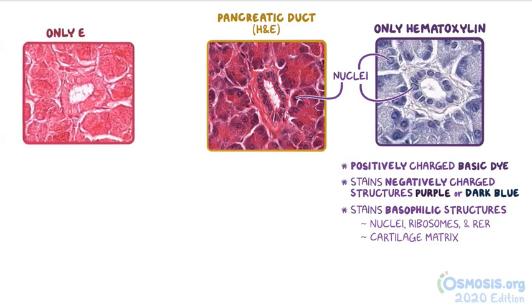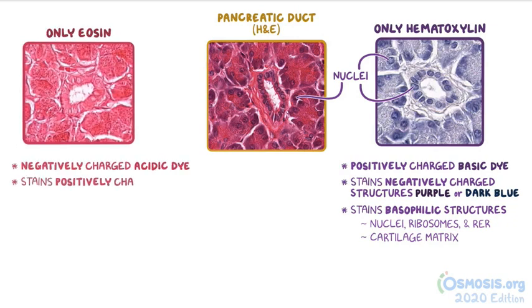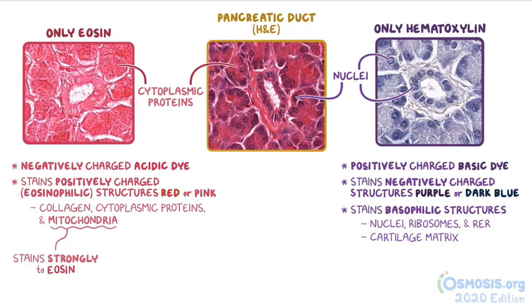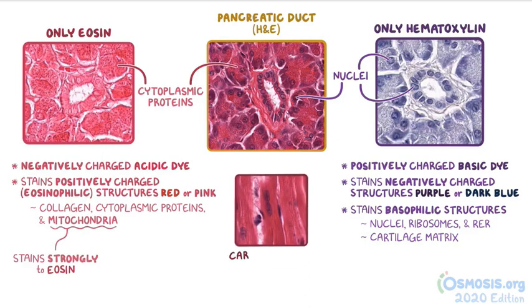On the other hand, eosin is a negatively charged acidic dye that stains positively charged, or eosinophilic structures red or pink. Some of the commonly eosinophilic structures include collagen, cytoplasmic proteins, and mitochondria. Mitochondria are especially eosinophilic and stain strongly to eosin, giving cells with a lot of mitochondria, like cardiac muscle cells, a dark pink coloration.